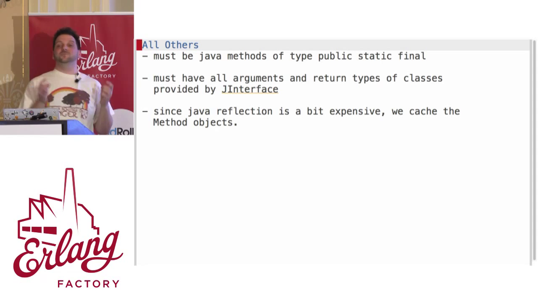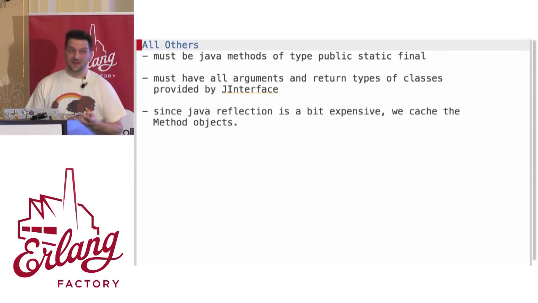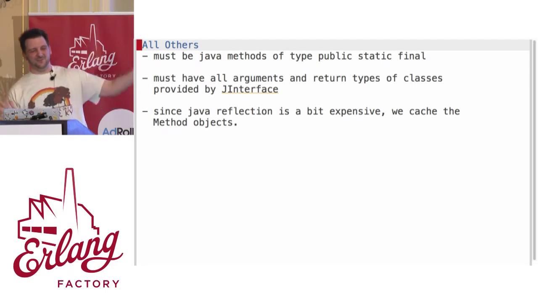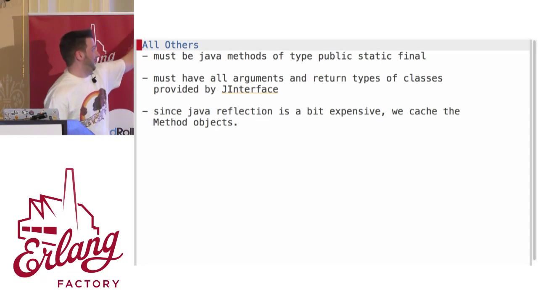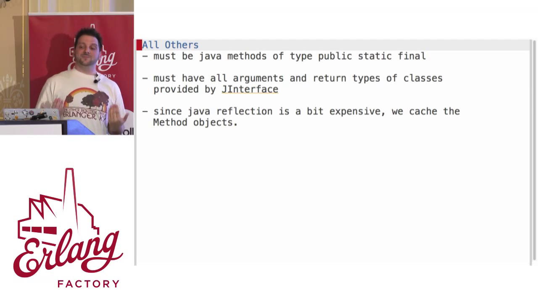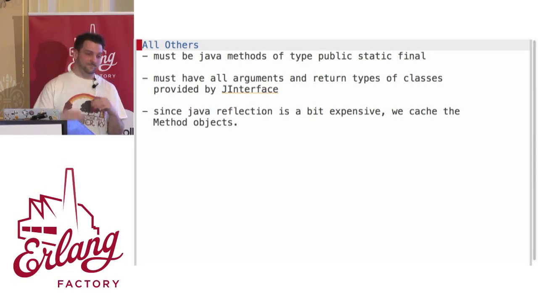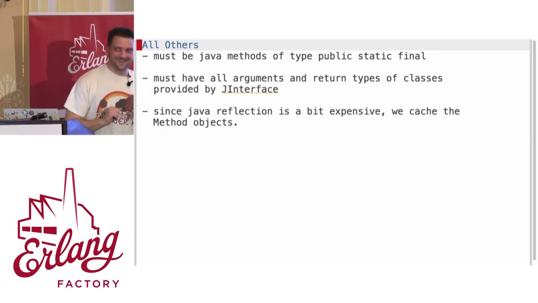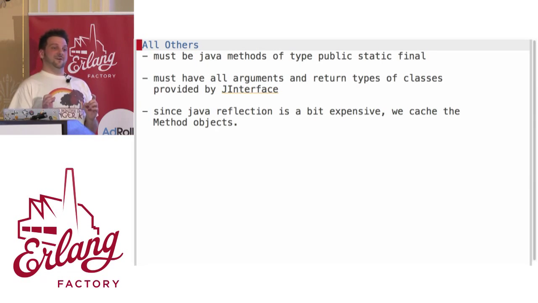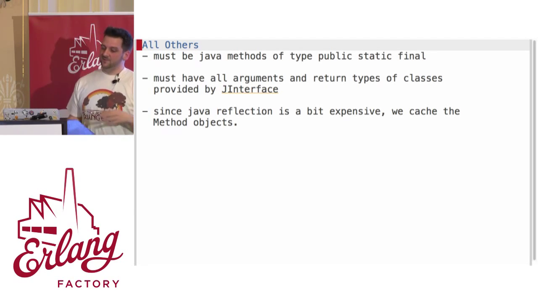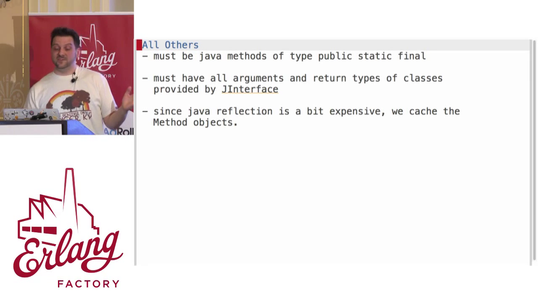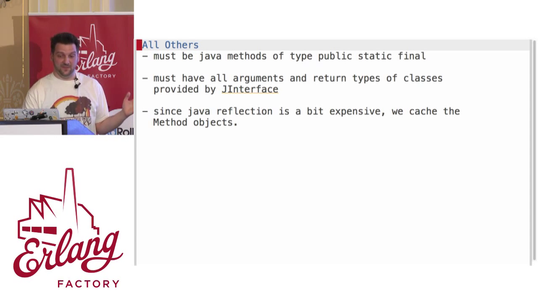So let's talk about Java functions that you're making yourself. I kind of use methods and functions. They're methods in Java, but by the time we get through with them, they're going to be functions because they all have to be public static final. And they also have the arguments and return types specified by JInterface. These are defining all of your Erlang types in Java, and JInterface knows how to send them back over the wire. And since Java reflection is a bit expensive, we're going to actually cache these method objects as we find them.